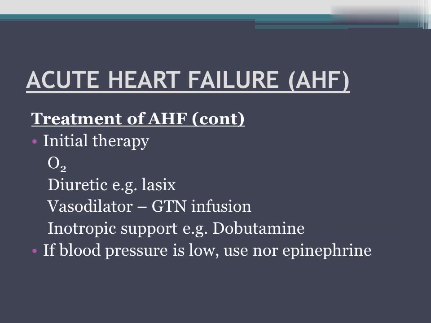Treatment of AHF, continued. Initial therapy: O2. Diuretic, for example Lasix. Vasodilator, GTN infusion. Inotropic support, for example dobutamine. If blood pressure is low, use norepinephrine.